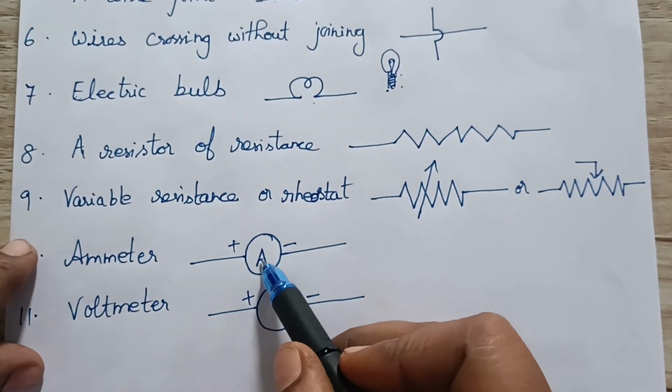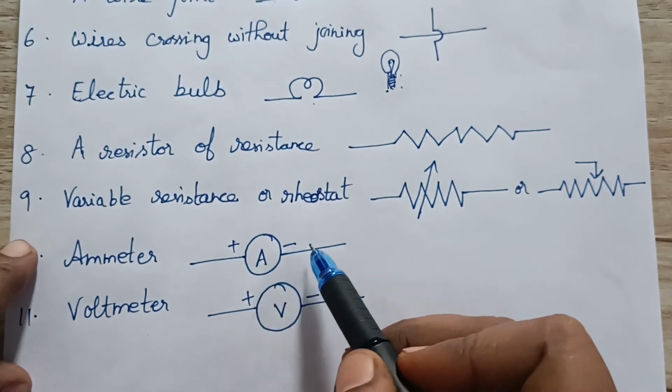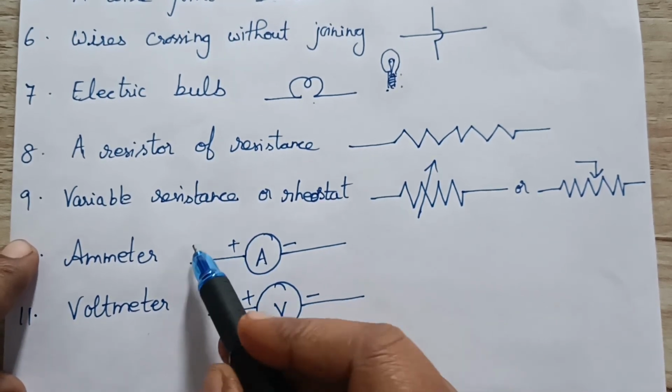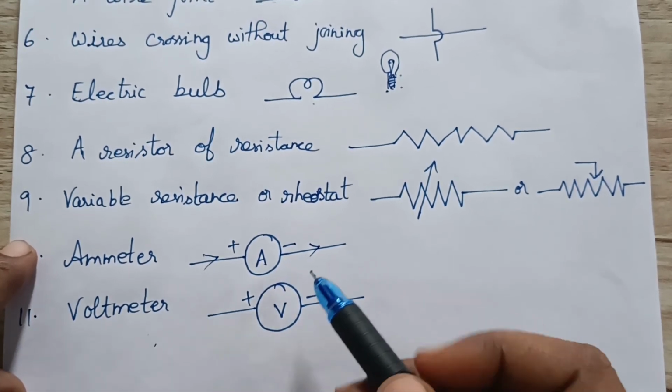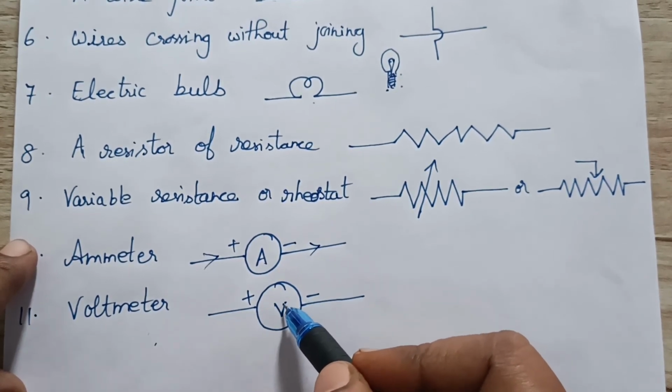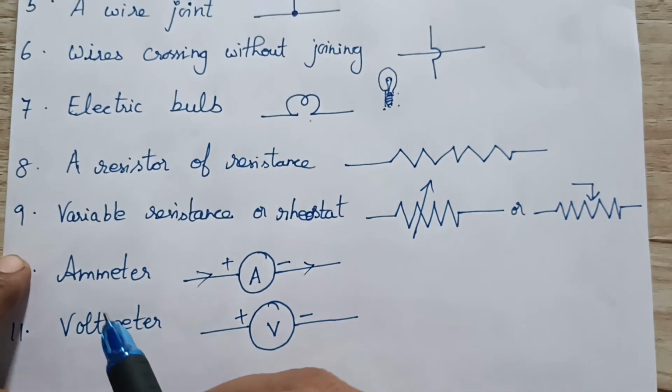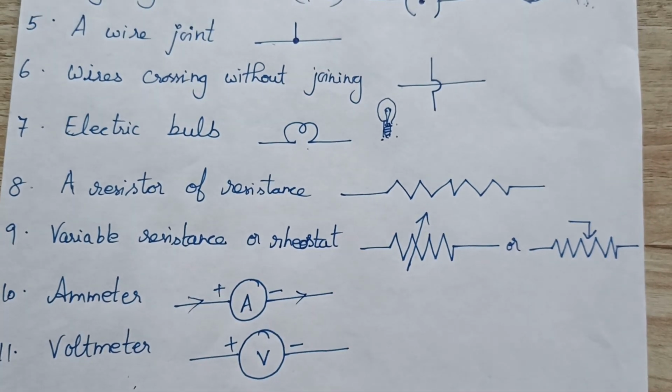The ammeter is represented by A. This is the positive terminal. Next, this is the voltmeter, represented by V. These are the conventional symbols used in a circuit diagram. So what does a circuit diagram mean? It is a continuous and closed path of the electric circuit.